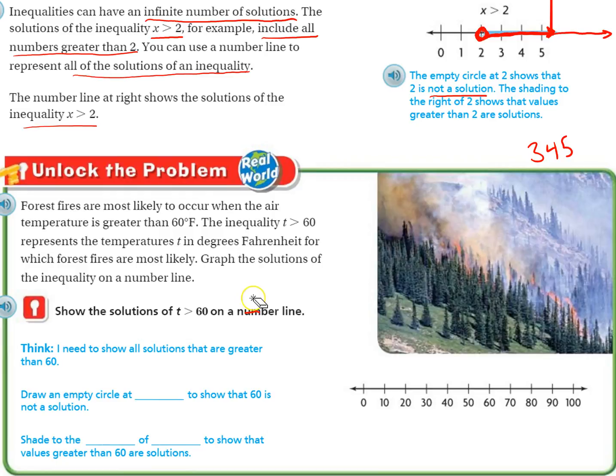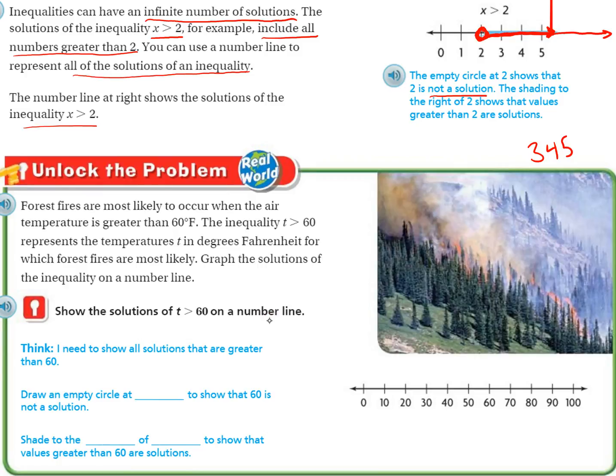If you have the equal sign underneath, then it becomes a closed circle. So that's the first thing you have to remember. If it's an inequality that's just greater than or less than, it's an open circle. If it's greater than or equal to or less than or equal to, it's a closed circle, but we'll see more examples of that as we go.